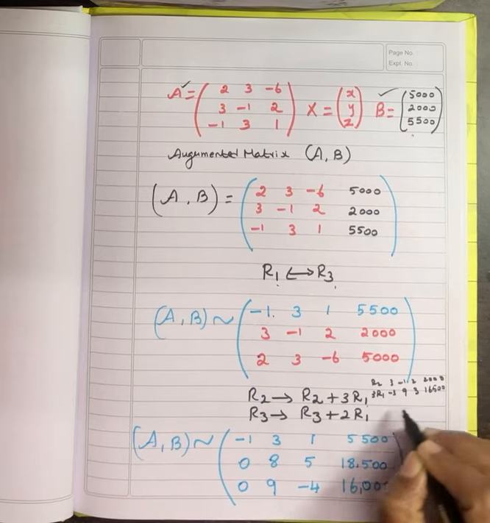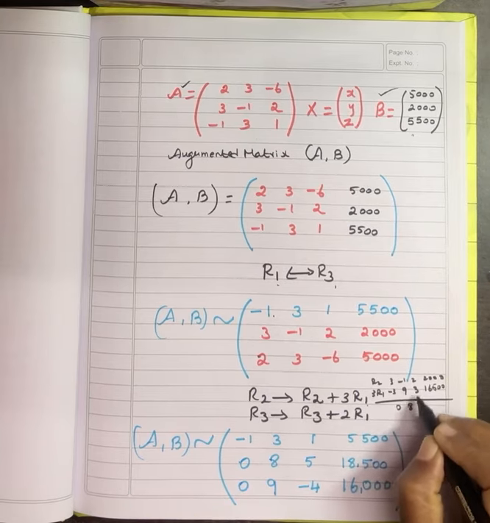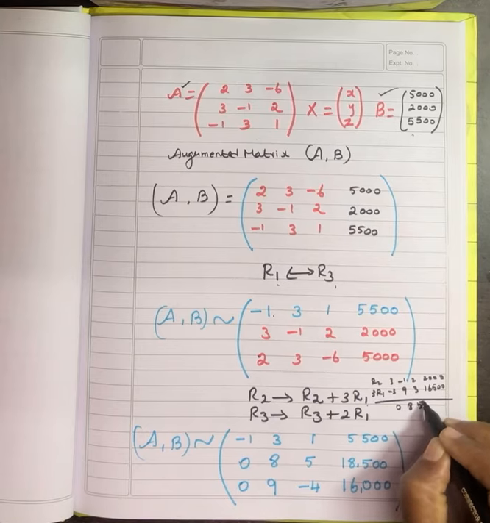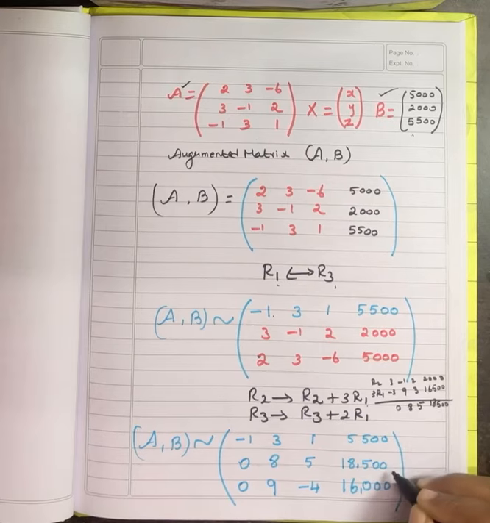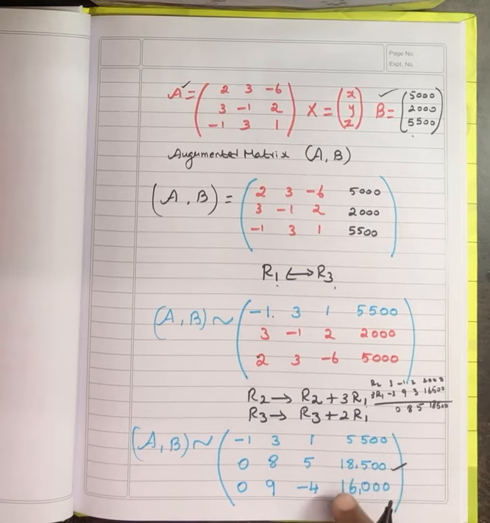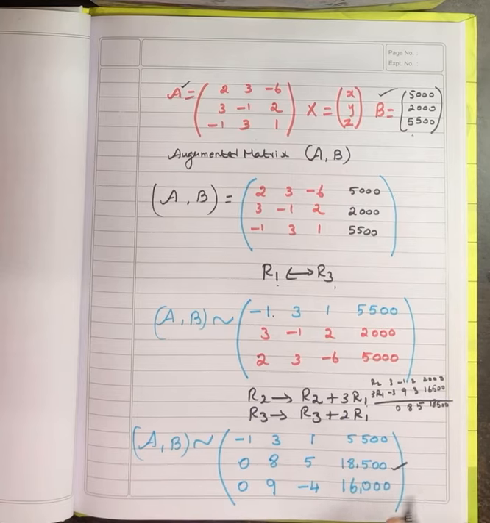16,500. We add both the answers. This becomes 0. This becomes 8. This becomes 5. This becomes 18,500. Always write and find the answer. Don't do it in the air.